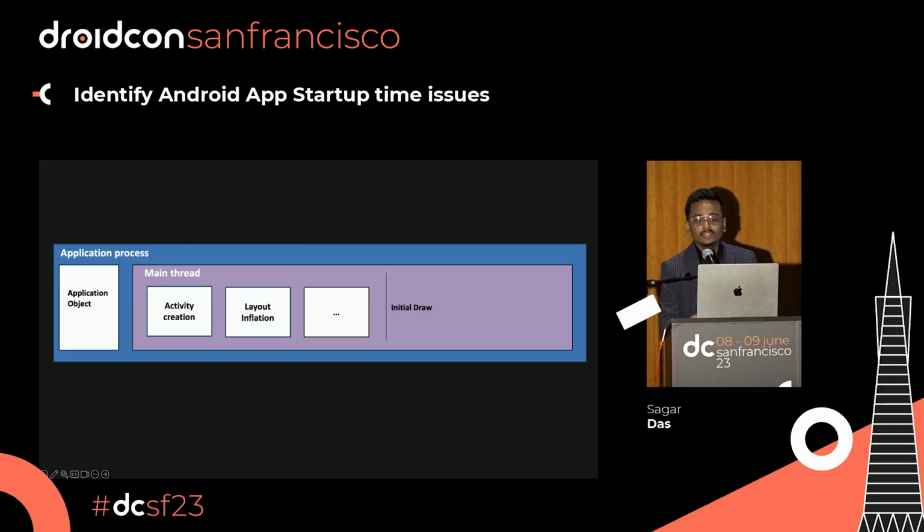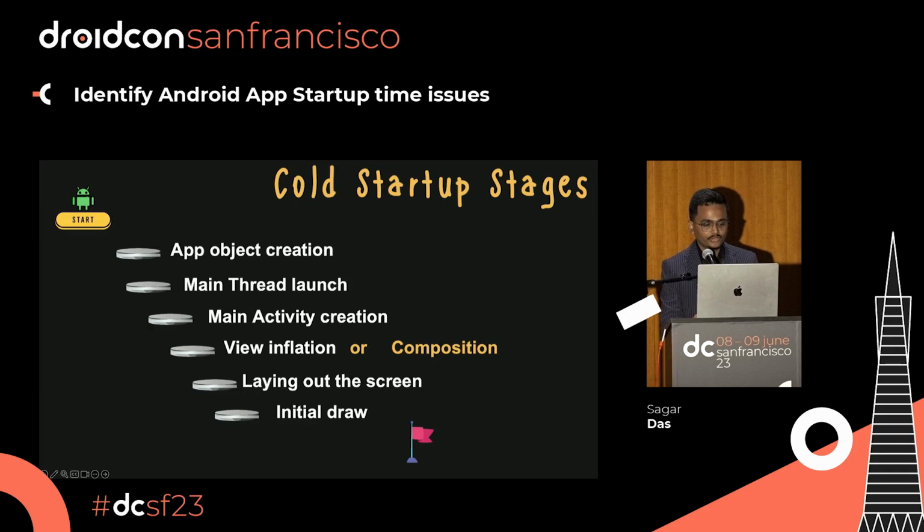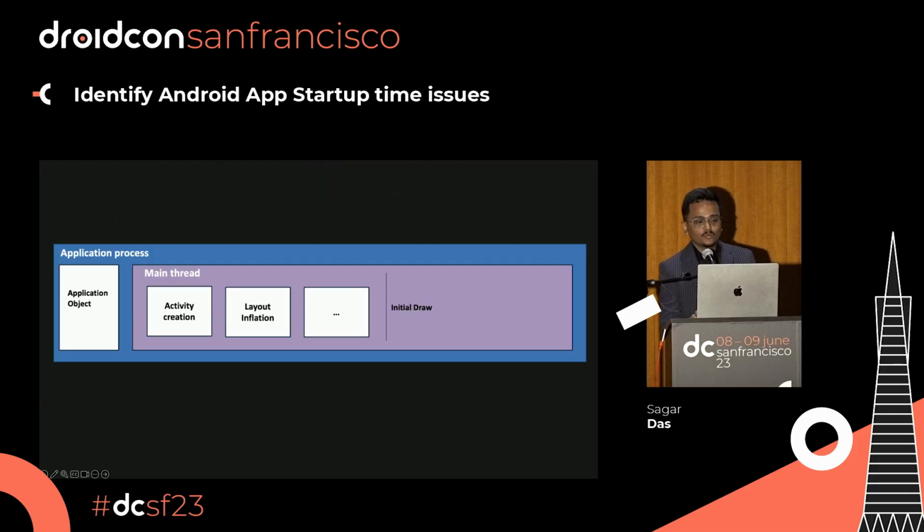We're going to find out how we can differentiate between the two in the next slides. So here's a visual representation of what I talked about in the previous steps. This visual representation is important in order to identify the warm and hot startup, which I'm going to talk about. So pretty much the same thing. At the base level, we have the application process, inside which the app object gets initiated, inside which we have the main thread instance, and then we have activity lifecycle methods like activity creation, layout inflation, and it ends with the initial draw.